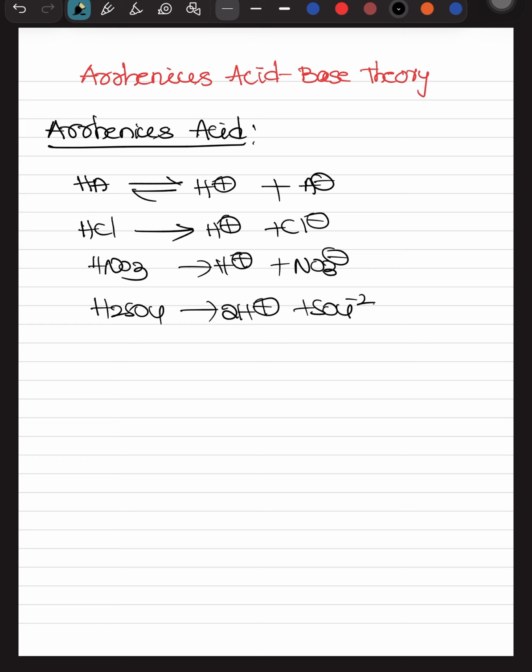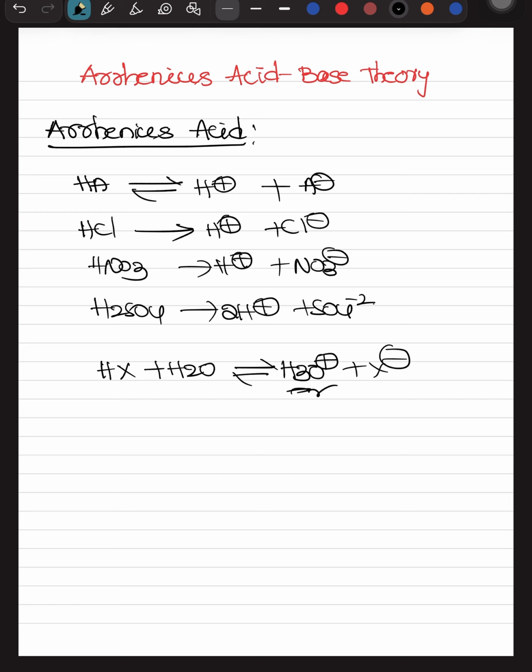Generally, it releases H plus ions. Actually, free H plus ions do not exist in water. They combine with the solvent molecule. For example, when an acid is dissolved in water, it gets hydrated and is converted into the hydronium ion. This is called the hydronium ion.